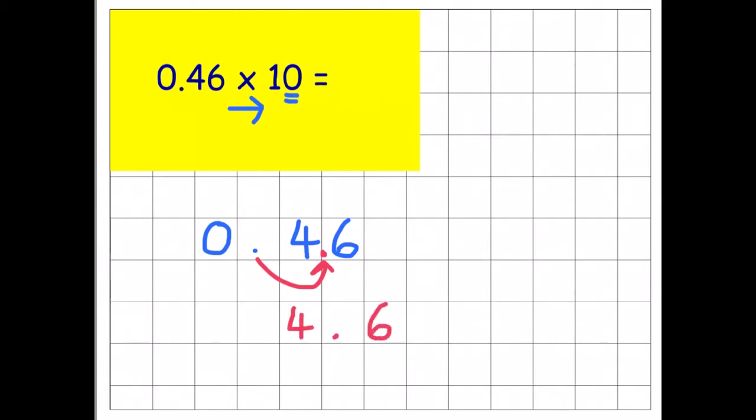And a good little way to check to see if your answer is going to be correct is it must be bigger than your original number. So if you've got a smaller number, you know you've moved your decimal point the wrong place, because multiplying is going to give you a bigger number.